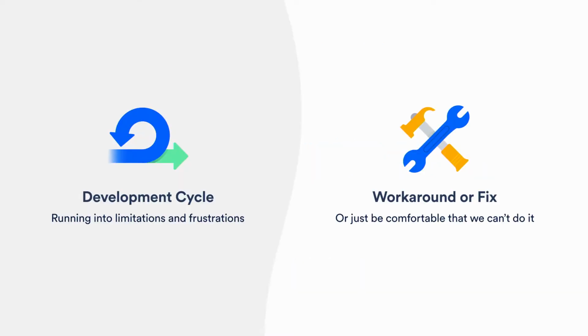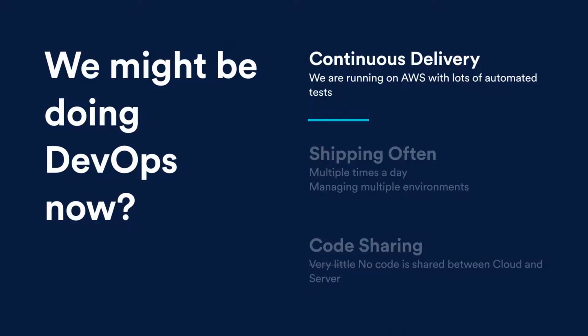So we got into this development cycle where we were running into limitations and frustrations. As we learnt more about cloud development in general, we were able to overcome these and categorize the features into these three different buckets: work around or fix, or just be comfortable that we couldn't do it.